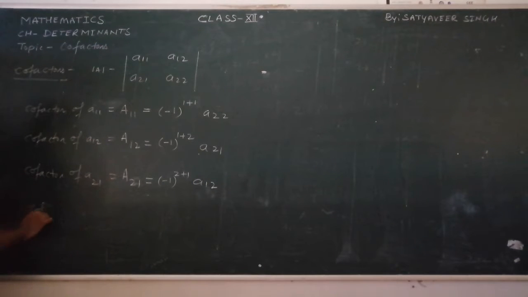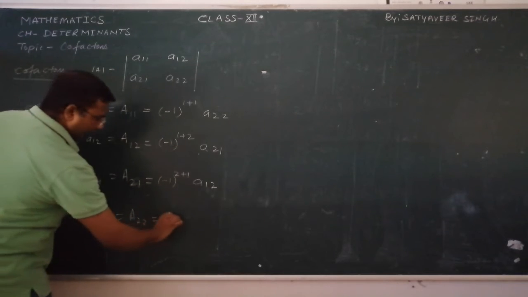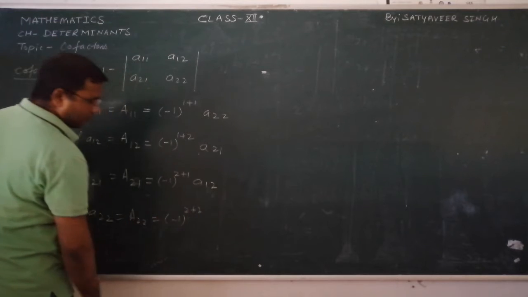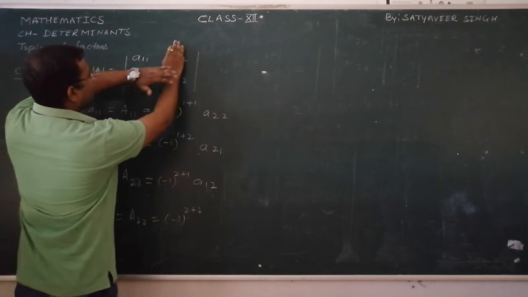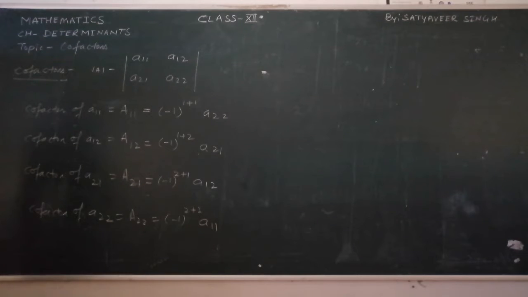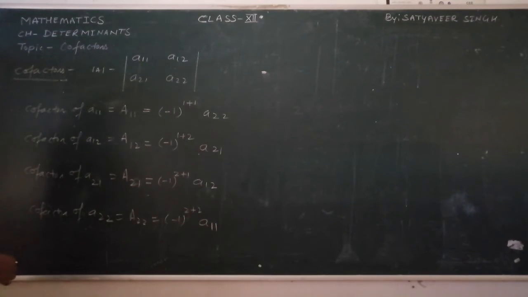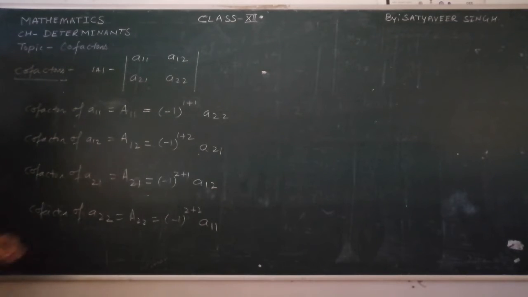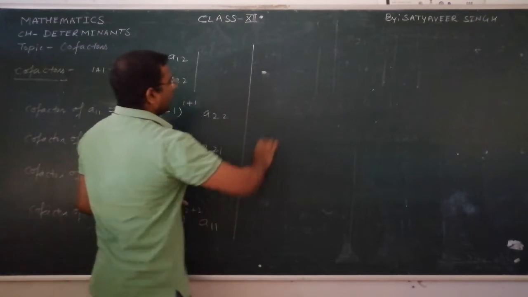And the last is the cofactor of A22, that will be represented by capital A22, that is minus 1 raised to 2 plus 2, and the remaining element is what? You hide now the second column, second row, it is A11. So like this you can find. So see now, this is the general method. Now with the help of one example, I will explain.